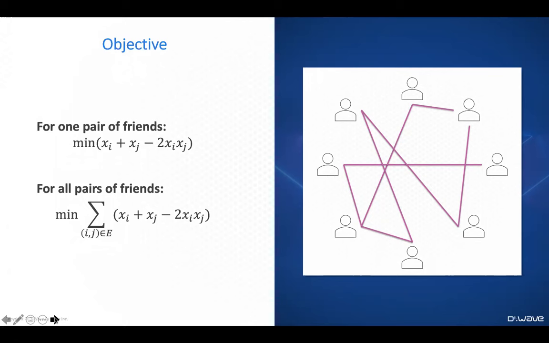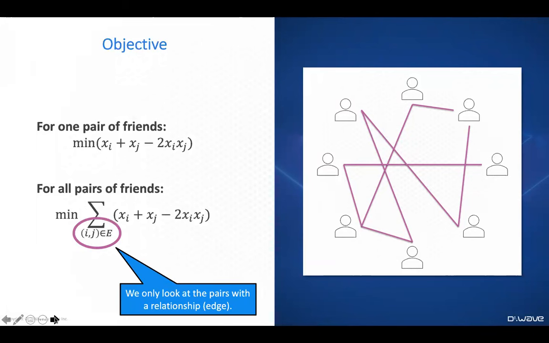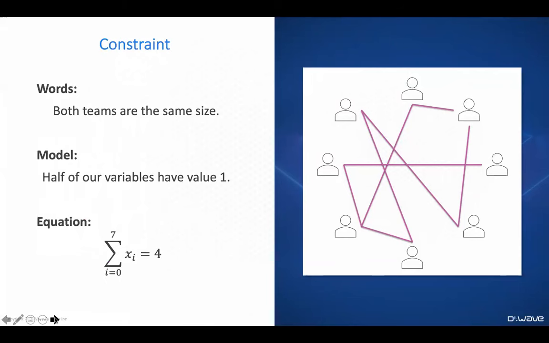If I sum up over all the edges that I've been given, I'll get the smallest number I can if I can come up with a solution to this. Okay? And notice things like setting all of them to 0, that doesn't work because the teams are supposed to be equal. And so let's get to that. That's the constraint. And that's the next thing. So just an aside, as I mentioned, we're only looking at the pairs with a relationship. So now, on to the constraint.